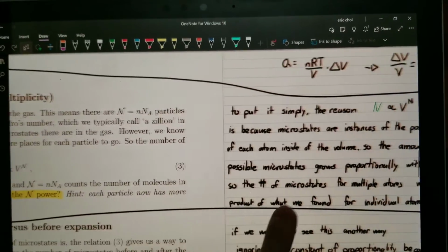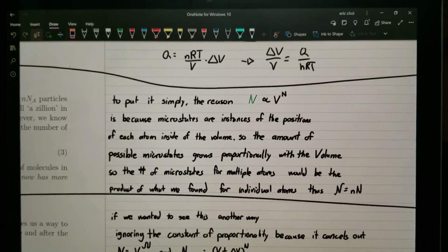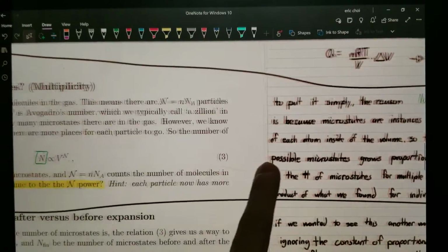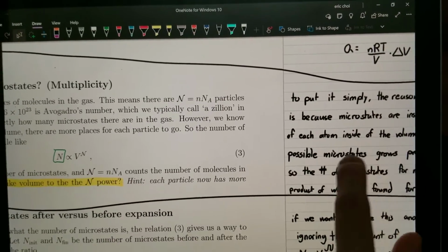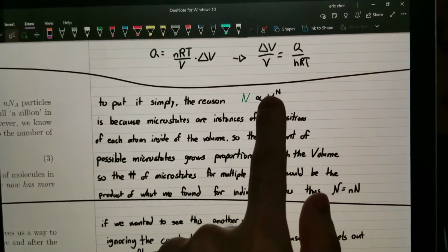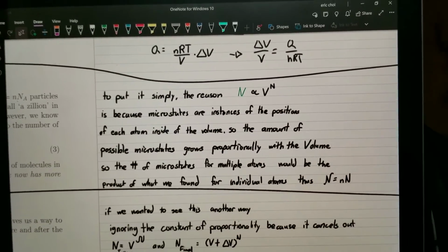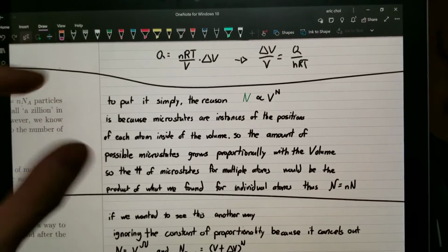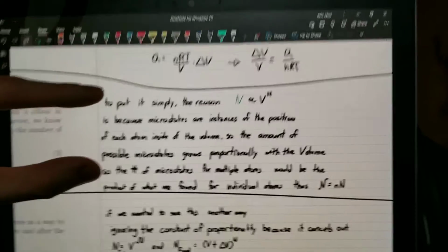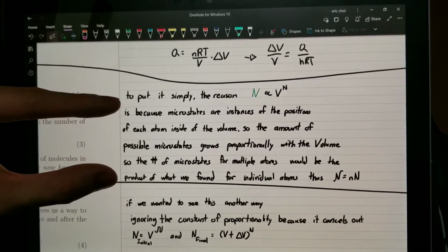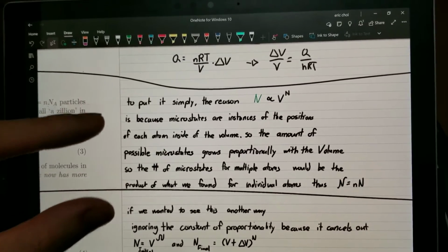Now, I put a simple explanation right here to the best of my abilities, but the reason why this curly n, this n right here, is proportional to V to the power of n, is because the microstates are instances of the positions of each atom inside of the volume. So in a small cube, like about the size of my fingers right here, there's not that much different combinations of locations for the atoms or where they can be.